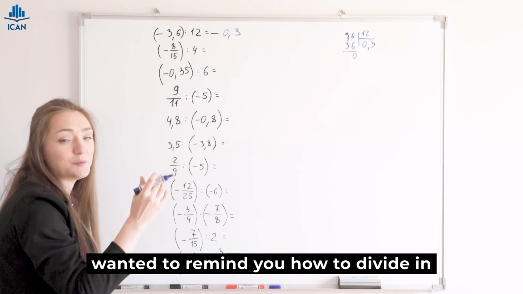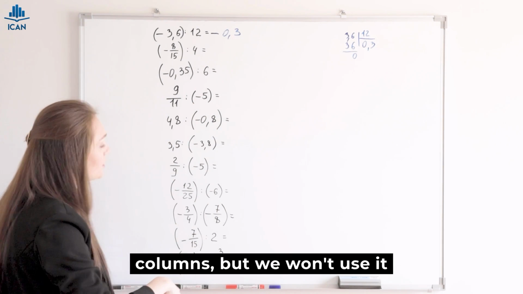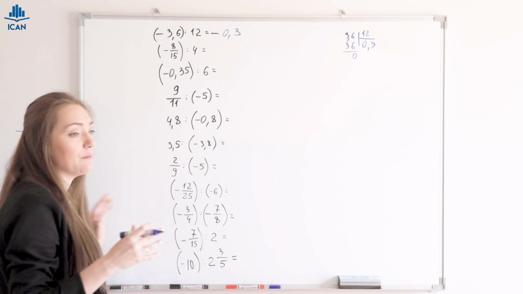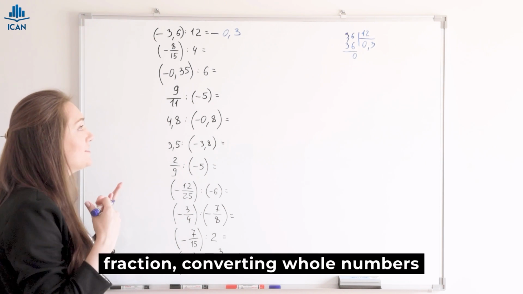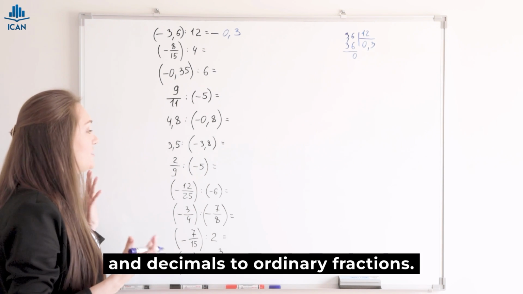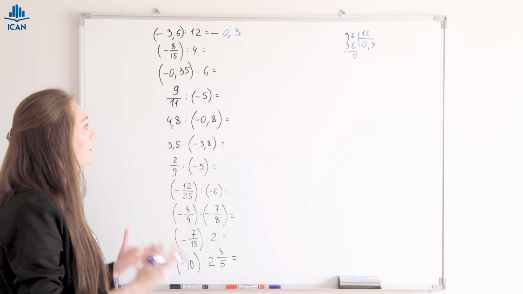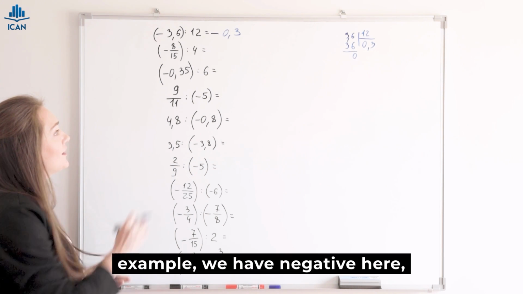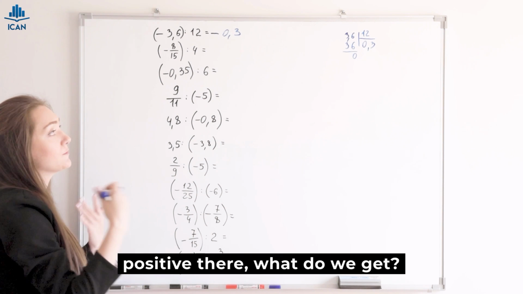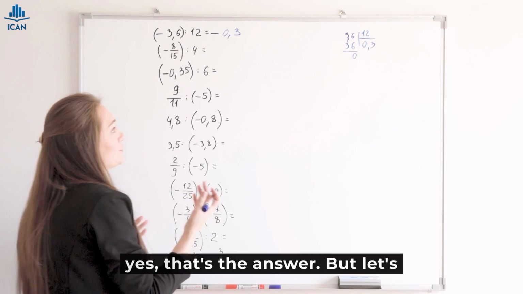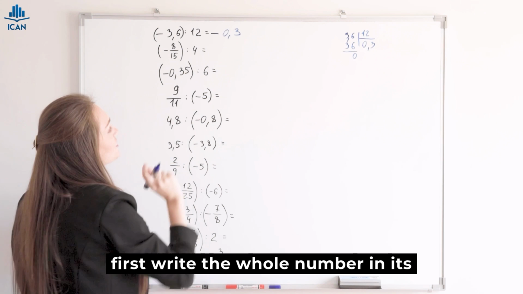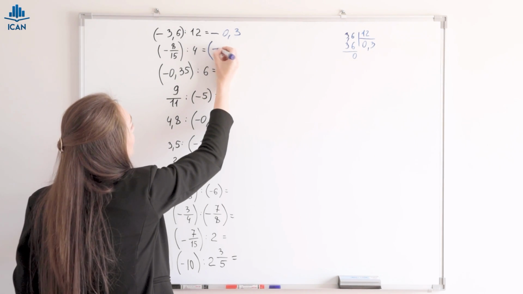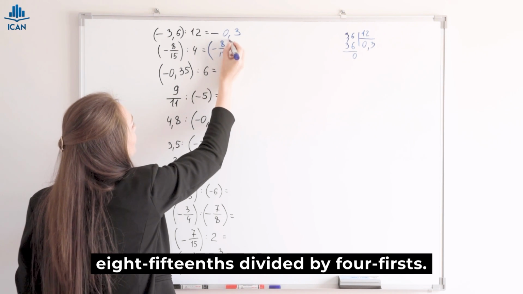Just wanted to remind you how to divide in columns, but we won't use it in the following examples. In all other problems, we'll try to do it as if it's a regular fraction, converting whole numbers and decimals to ordinary fractions. So let's say in the second example we have negative here, positive there. What do we get? We'll get a negative result. Yes, that's the answer. But let's first write the whole number in its regular form as a regular fraction. Negative 8/15 divided by 4/1.